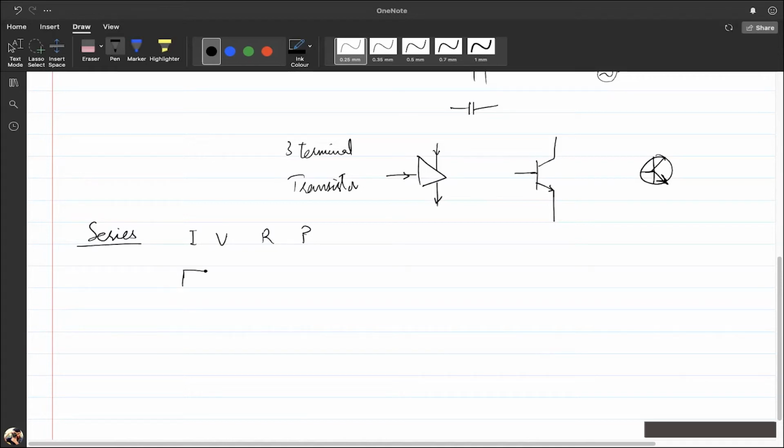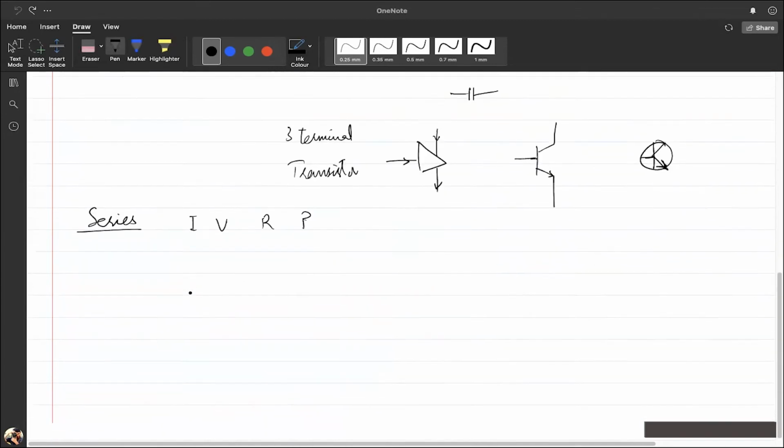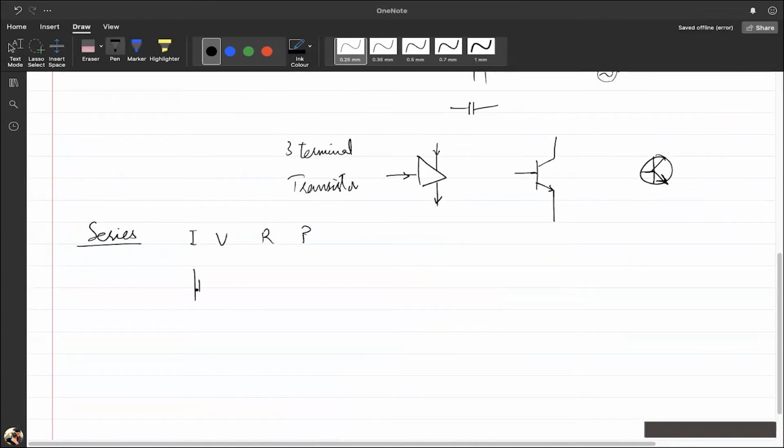So in series, let's suppose I have a battery. So let me draw a battery, sorry. So I have a battery, it's just one cell, and I have a bulb, and I have a resistor. And this is how it goes. I have closed the switch, its current is flowing. ठीक है.